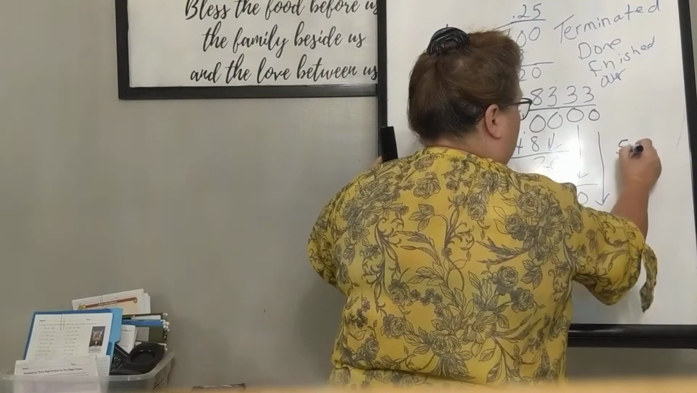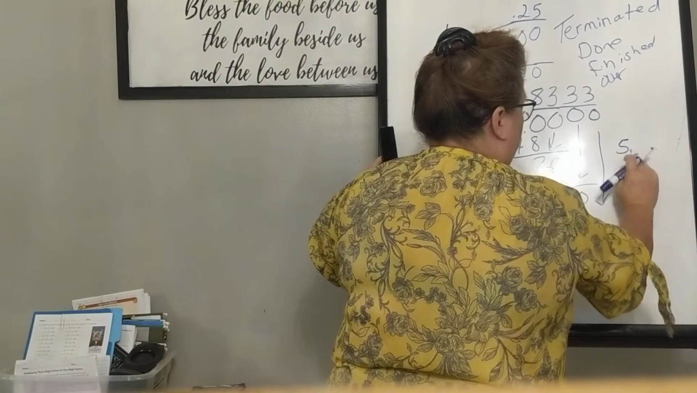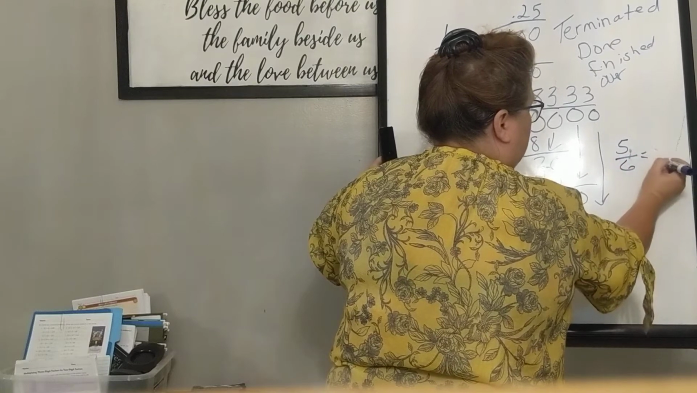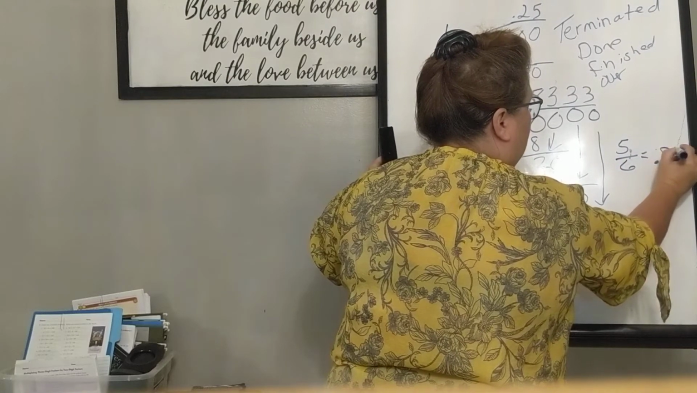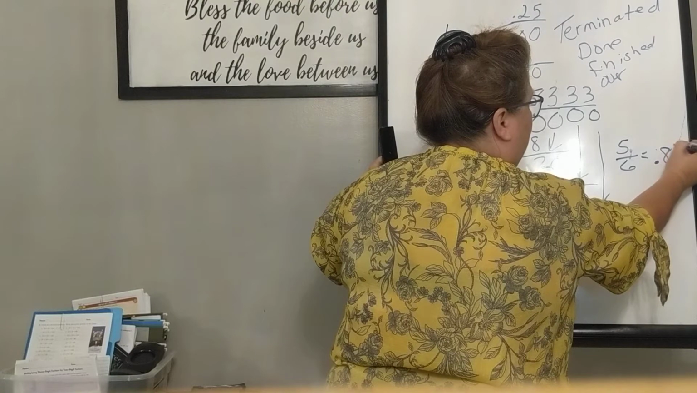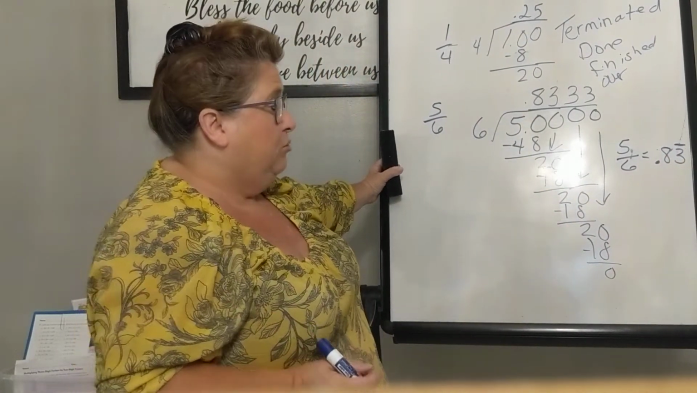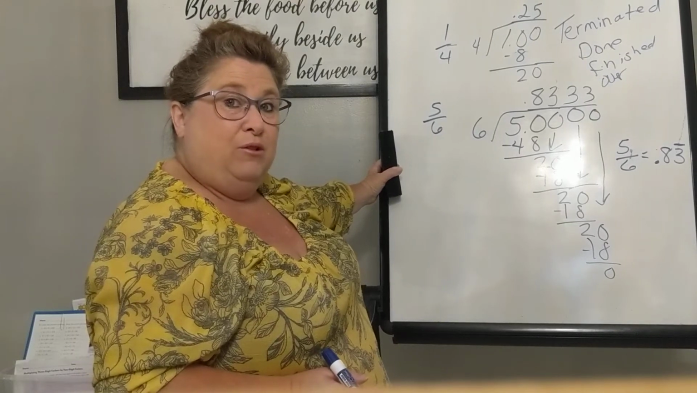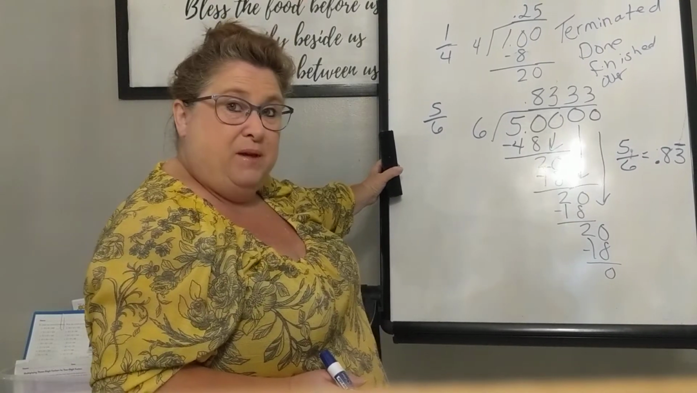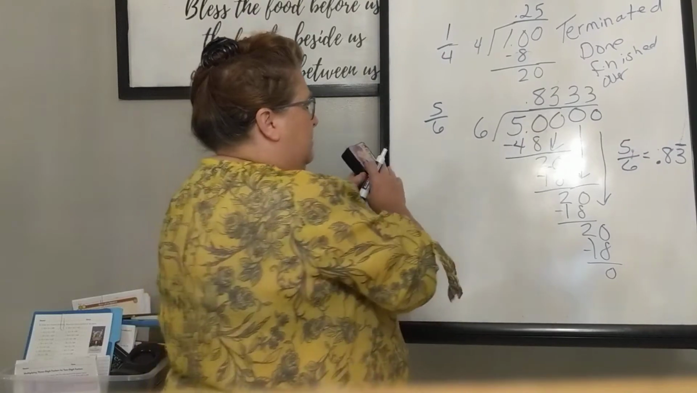So 5/6 equals 0.83 with just the 3 repeating itself. So our line won't go over just the 3 in that answer because only the 3 is repeating itself. Okay, makes sense? Now let me show you one more.